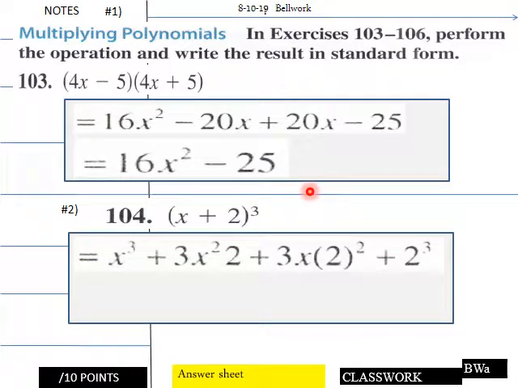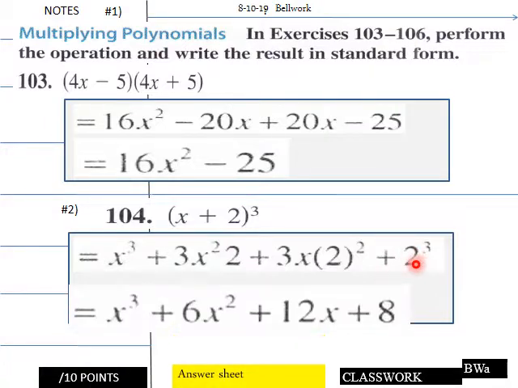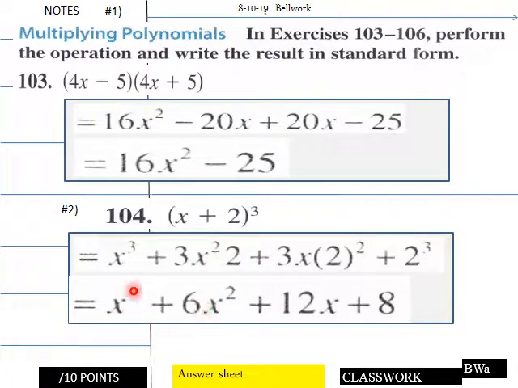Down here, you've got a cube, and the pattern for a cube is x cubed, and then 3x squared times 2 plus 3x times 2 squared plus 2 cubed. This simplifies down to x cubed plus 6x squared plus 12x plus 8 for this cube here.